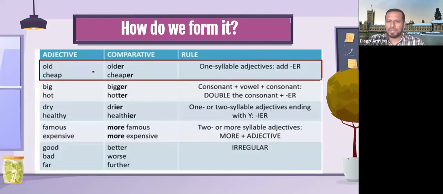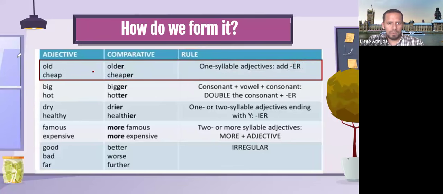This is the first pattern. What is the comparative of old? We have old, older; cheap, cheaper. Why? Because the rule says: one syllable adjective, you're going to add only er. As you can see here, old, older; cheap, cheaper.